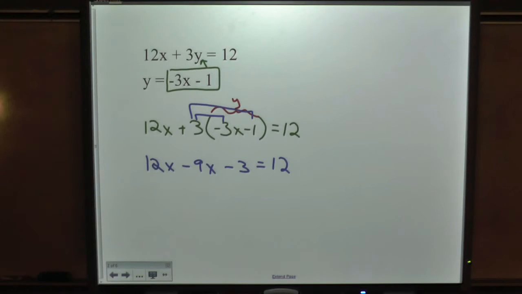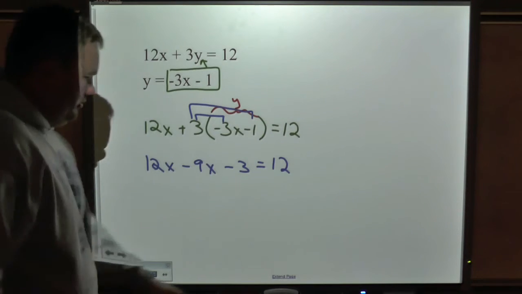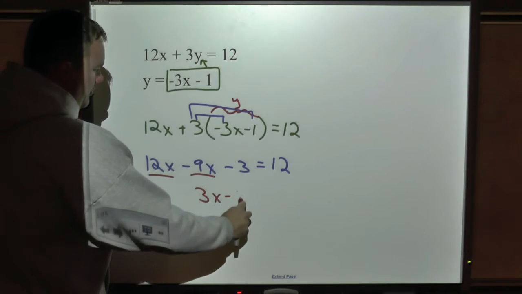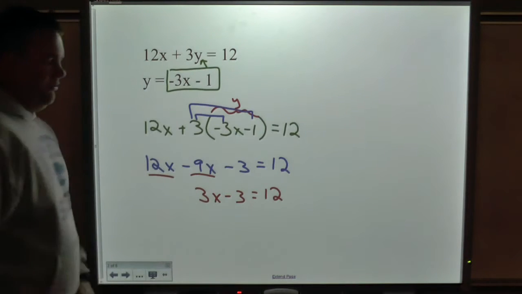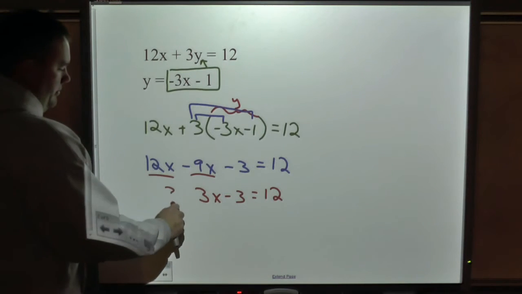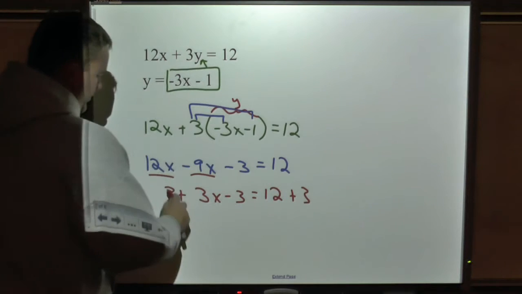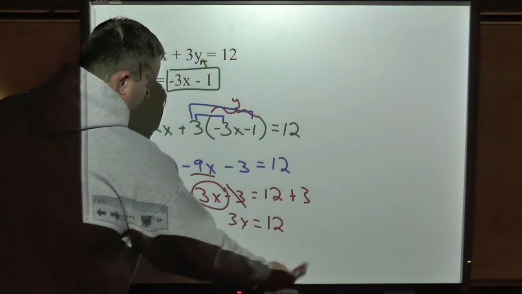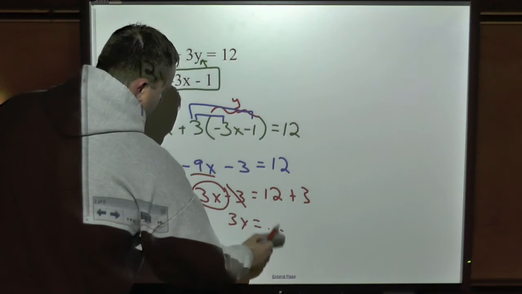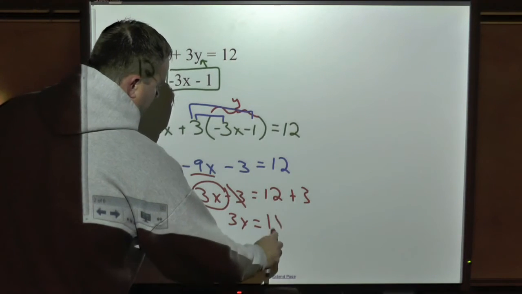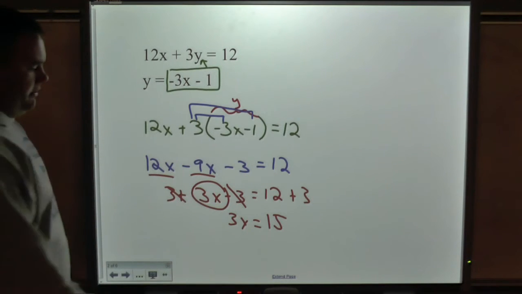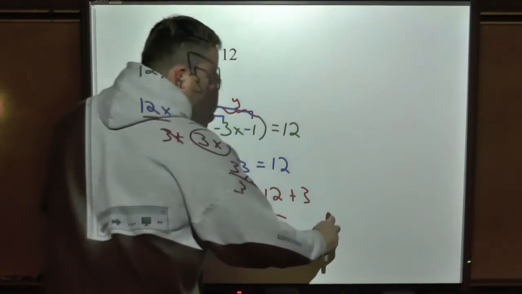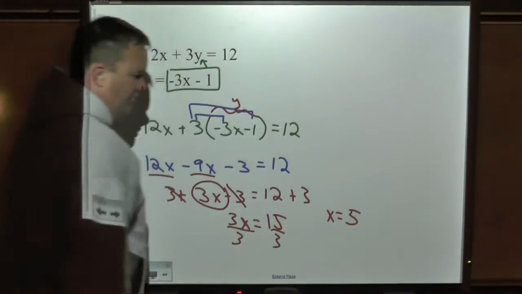From there, it's just a regular equation. Combine like terms. 12x minus 9x is 3x. Minus 3 is equal to 12. It's a two-step equation. We're going to add 3 to both sides. 3 and a negative 3 is 0. What's left is 3x. That's equal to, I'm sorry, not 12, but 15. Divide both sides by 3. So now we know that x is equal to 5.